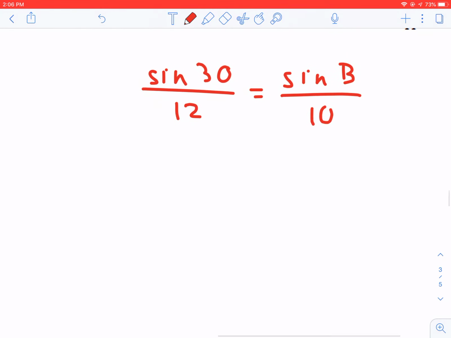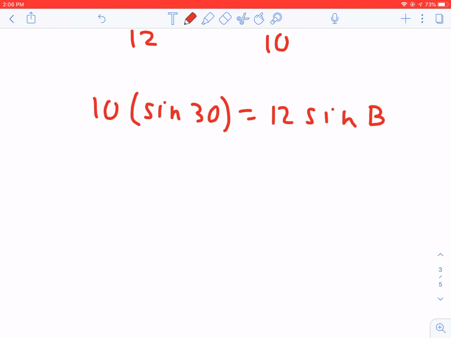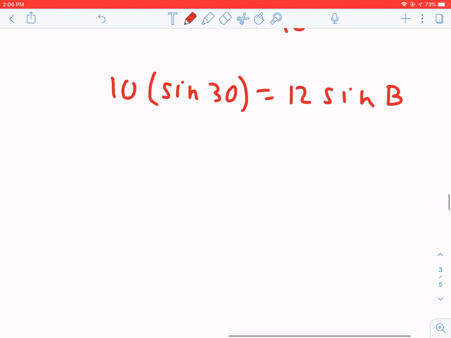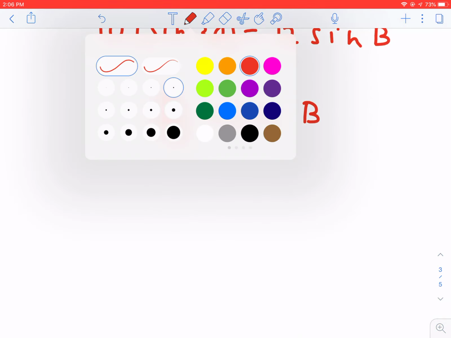And solving for this one's actually nice because I know sine of 30 is a half. So I get 10 times sine of 30 when I cross multiply equals 12 times sine of B. Dividing both sides by 12, I get 10 times sine of 30, that's 10 times a half, that's 5/12 equals sine of B. So to find the measure of angle B now I have to use my inverse trig.